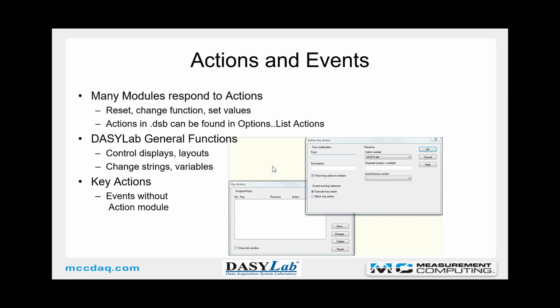The action module is very important to DASYLab Full and Pro. It gives you the ability to control how different modules work and how DASYLab works. You can use a reset, a change function, a set values. Depends on the module and how the module is configured. If you have a worksheet with actions, you can see the list of them in the Worksheet Options view under List Actions. In addition to module-specific actions, you've got DASYLab general functions, such as controlling displays, layouts, changing strings and variables.